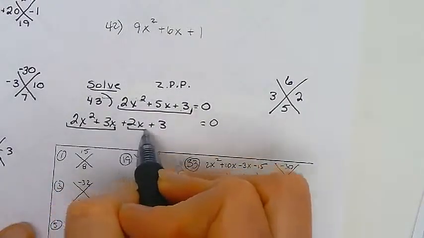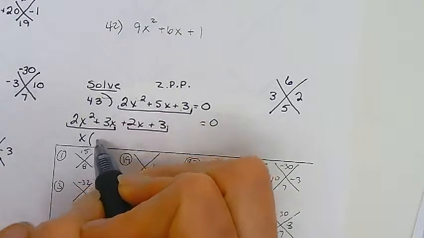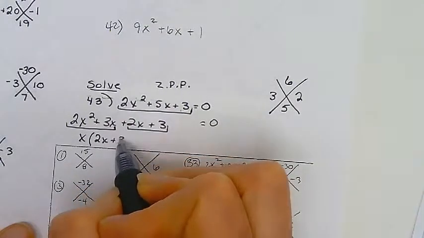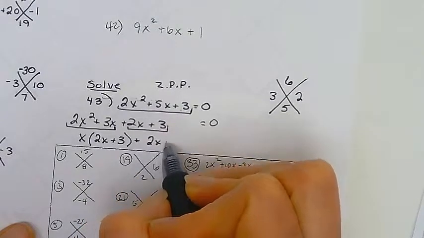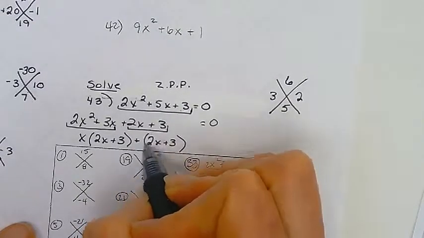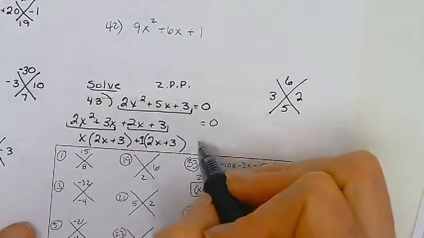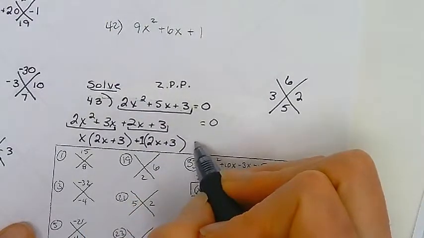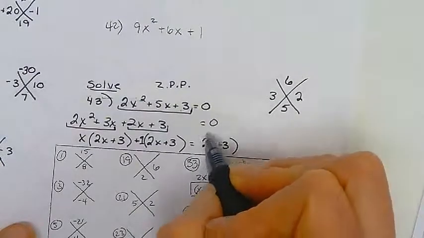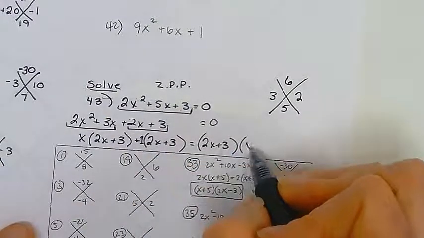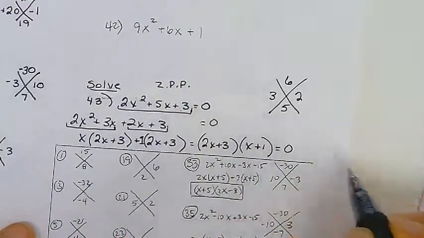Factoring this by grouping, x times 2x plus 3 plus, we already have 2x plus 3, so we have an understood 1 in front. Pulling out the common binomial is 2x plus 3 times x plus 1, and that all equals 0.